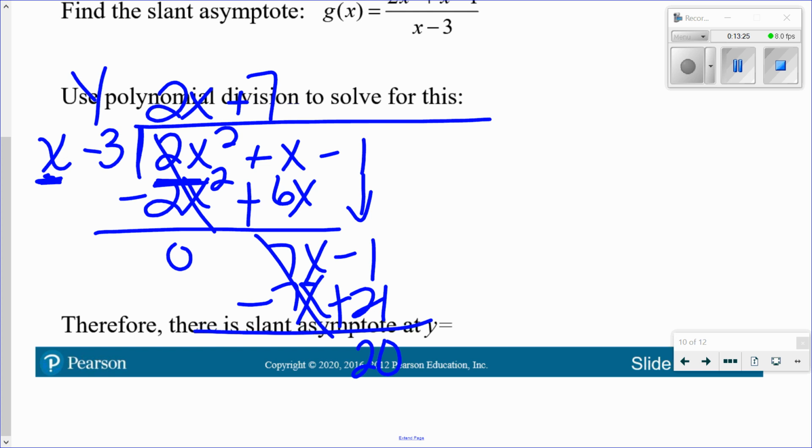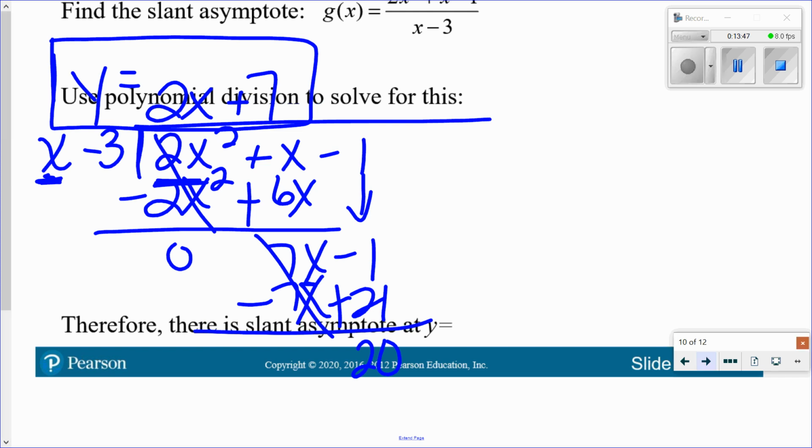Now, the nice thing for our slant asymptotes is we don't have to worry about how to write the remainder or what the remainder is, because this portion gives us our slant asymptote. Okay, so that's polynomial long division. There are videos out on YouTube if you need more help with polynomial long division.